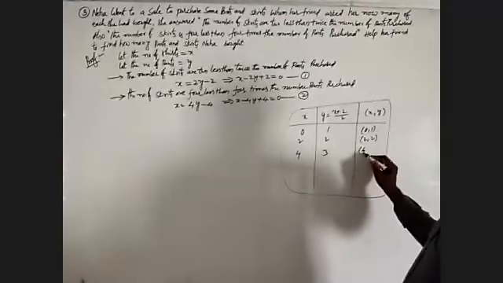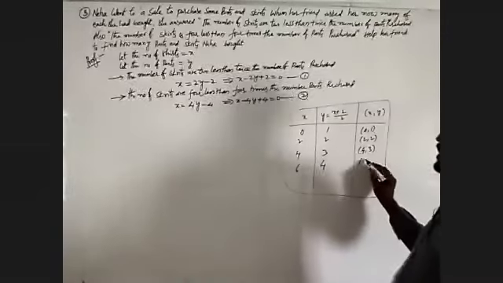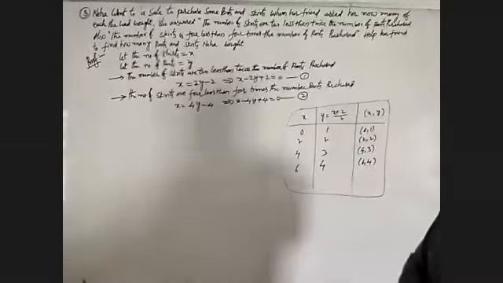After that, let x is equal to 4. 4 plus 2 by 2, 6 by 2, that becomes 3. That is the point 4 comma 3. After that, let x is equal to 6. 6 plus 2 by 2, 8 by 2, that becomes 4. This is the given point 6 comma 4.